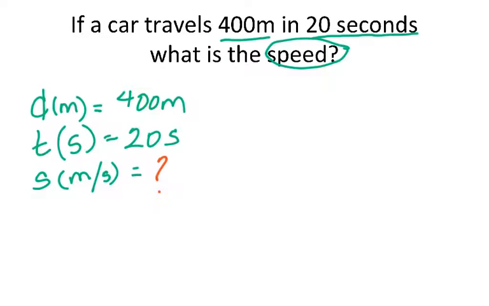So I know my formula is speed equals distance divided by time. So the speed is going to be 400 meters.